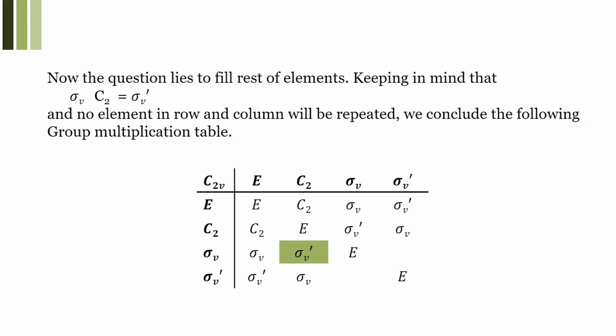So we have now filled these elements. Only one element in each row and column is left, as you can see. And as the rule of exclusion, we find that there is no element repeated. There should be no element repeated here. So in the last row, what is left is C2, and in the last column, what is left is C2. Again, that makes a complete group multiplication table for the C2v point group. And that's quite interesting and easy to construct. I hope this was an enjoyable experience for you. Thanks for watching. See you in the next video.